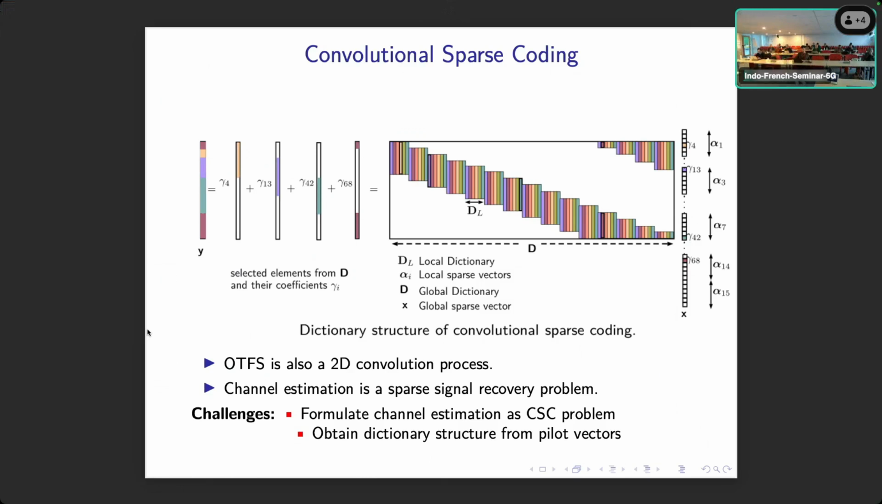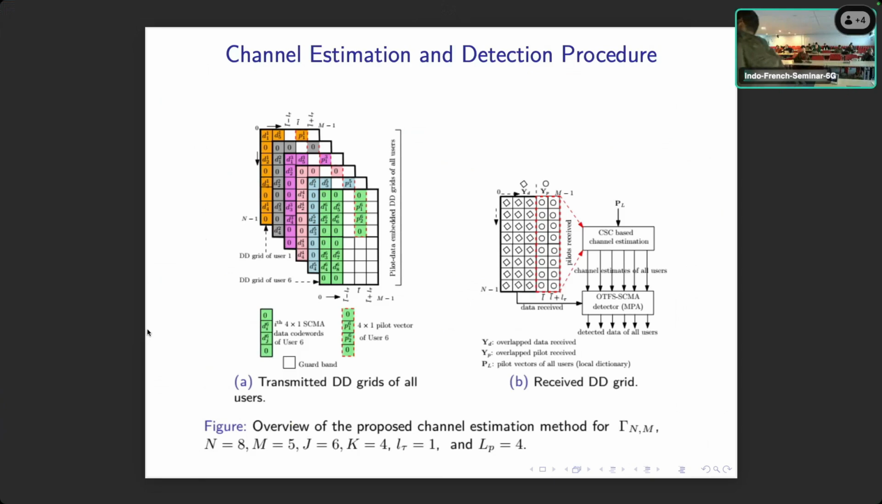As I have said, this diagonal strip is coming due to the convolution operation, and these vectors are coming due to the sparse code multiple access code words. So we could find an immediate connection between OTFS SCMA channel estimation and convolutional sparse coding. So using that technique of convolutional sparse coding, we proposed a channel estimation technique. Yeah, this is the same figure. So for 6 users, these are the OTFS delay Doppler grid. So we put these. These are the pilots. Okay, we have to put sufficient guard band so as to ensure that there is no interaction.